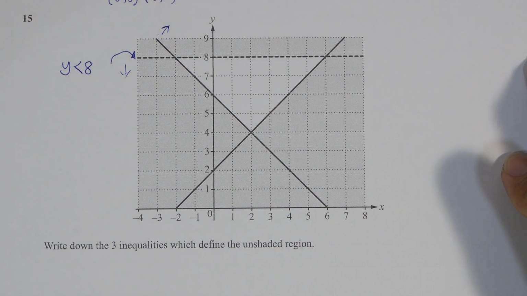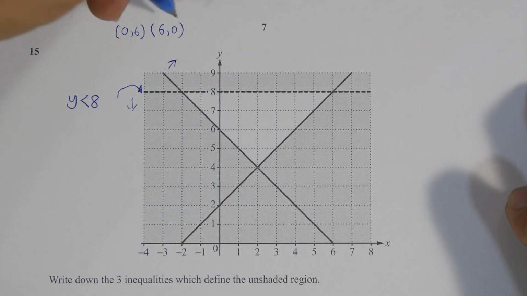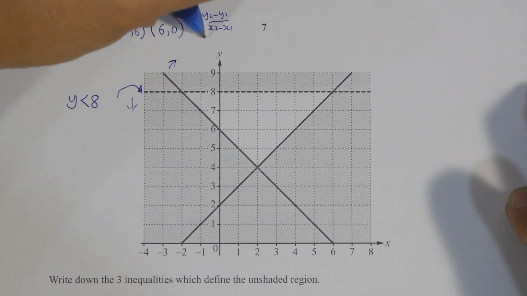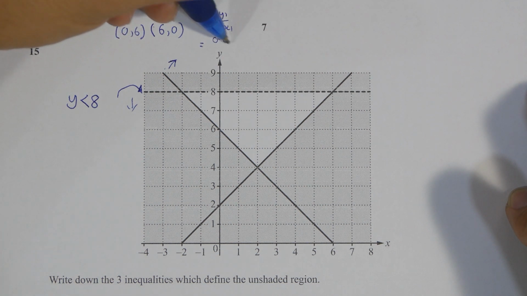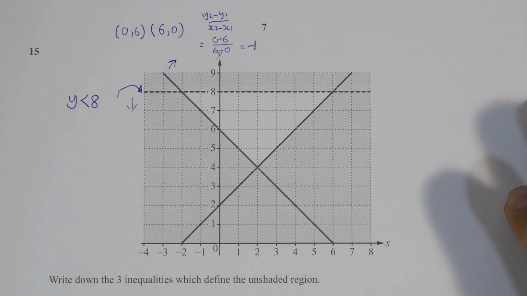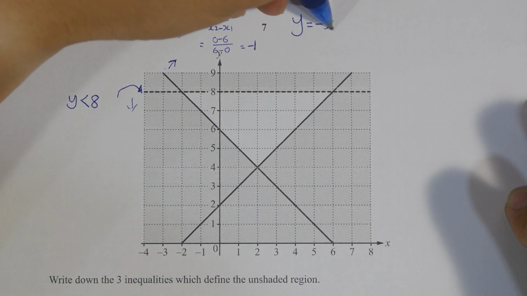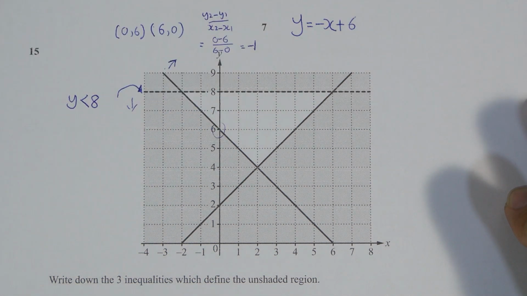After you identify the gradient, then you can check this c, which is the intersection at the y-axis, to construct the formula. So one of the lines will be y more than or equal to -x plus 6, and the other one will actually be y more than or equal to x plus 2.